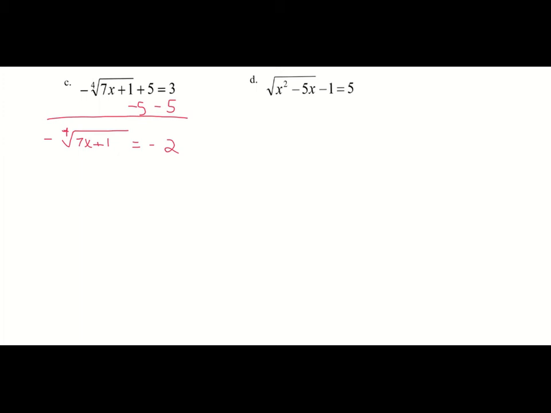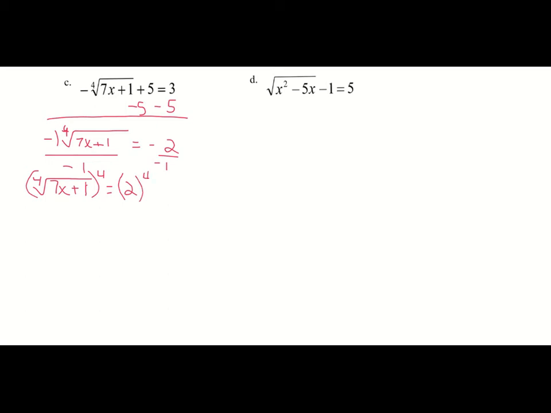But then I want to get rid of that negative outside that radical. I want the radical all by itself. So remember, it's a negative 1 there, so I'm going to divide both sides by negative 1. And that's going to leave me with the fourth root of 7x plus 1 is equal to 2. And then I'm going to raise both sides to the fourth power to get rid of the fourth root.